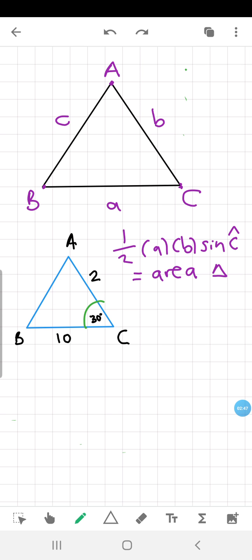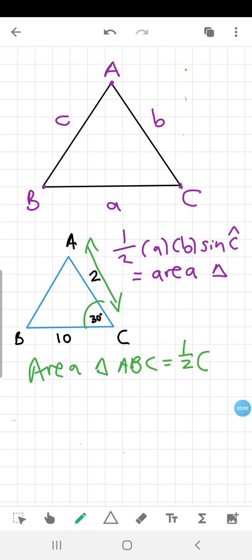Okay, let us get straight into that. So the area of triangle ABC is equal to a half. Here we're going to call it AC, not small a, because there is a value over here. This is just a general formula, but this is called AC.